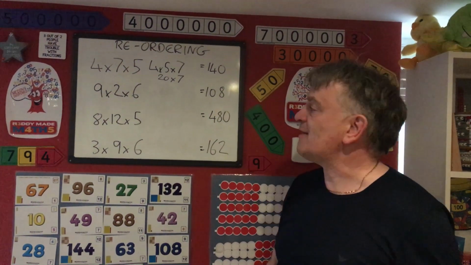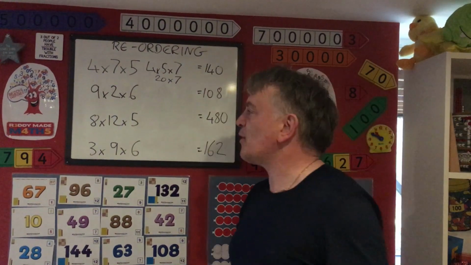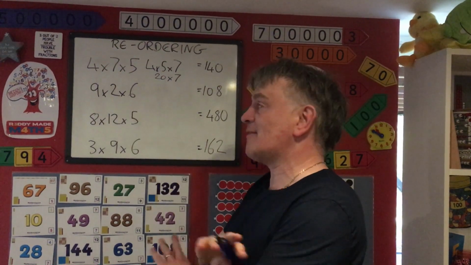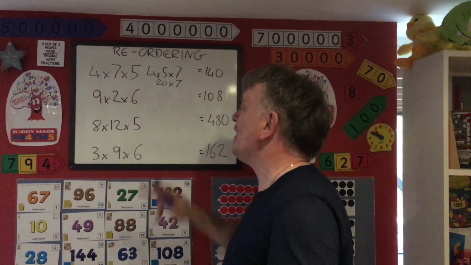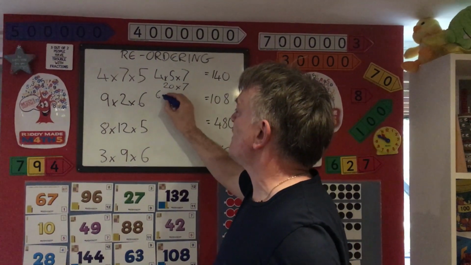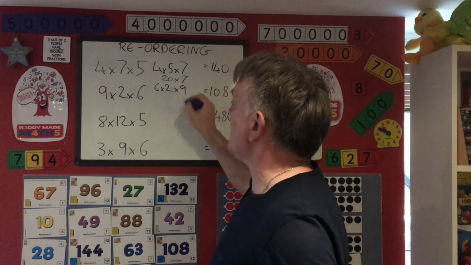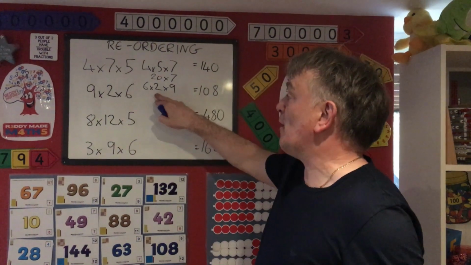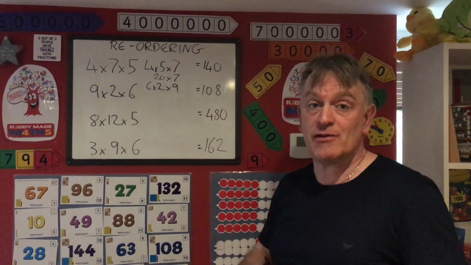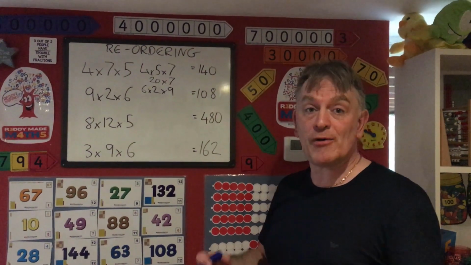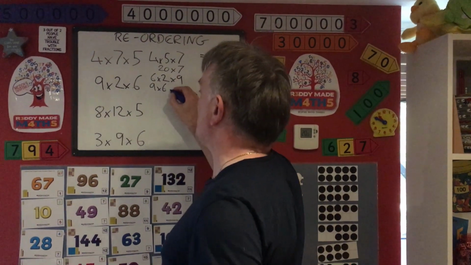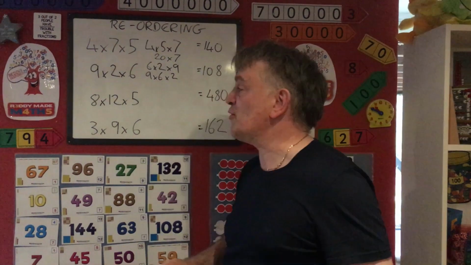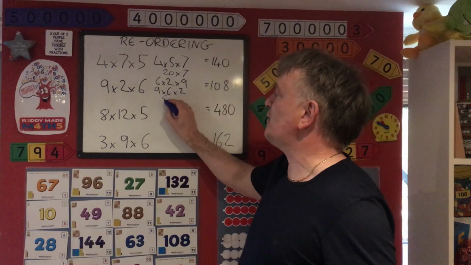The next one, 9 times 2 times 6. Am I going to start off with 18 times 6? Definitely not. I'm going to reorder it. I've got 2 options here, I think, that will both work. I could start off with 6 times 2 times 9. That will actually give me 12 times 9 is 108, one of the tables facts. Or possibly even easier, I'll put the 9 with the 6. 9 multiplied by 6 and then multiplied by 2. 9 times 6 is 54.